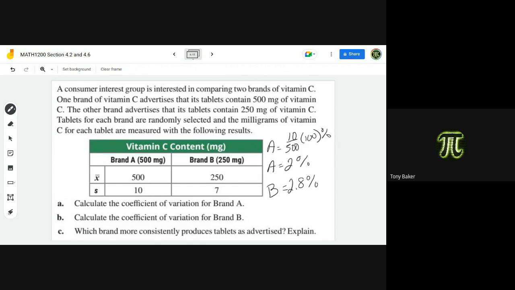Okay? If the milligrams were identical and the standard deviation was higher, you wouldn't have to do this. You could literally just look at that. But the coefficient of variation allows us to look at different means and compare them. So in this case, brand A is more consistent based on its advertising.